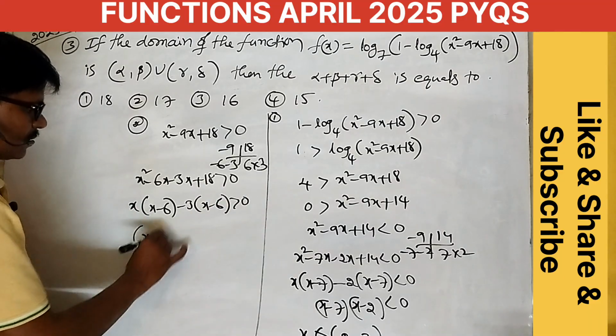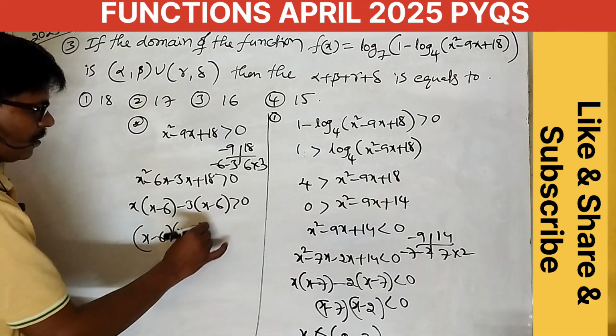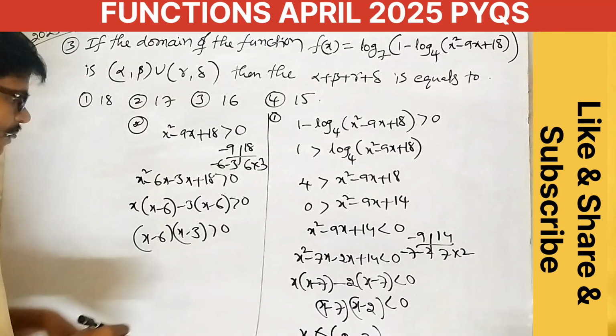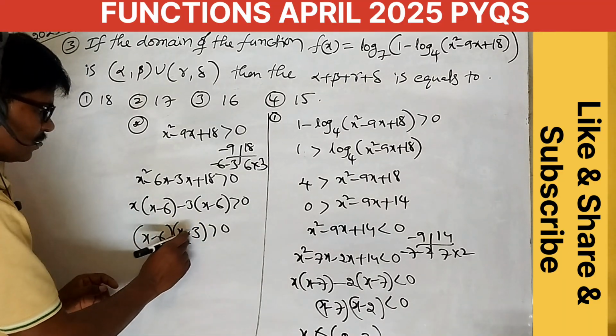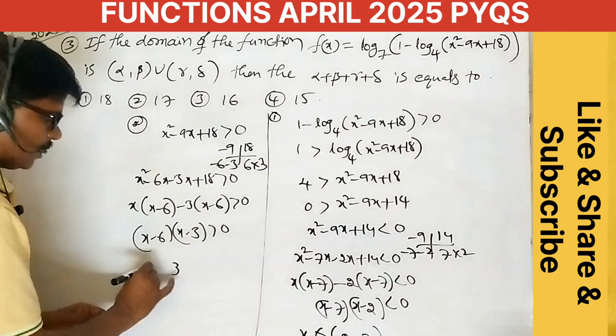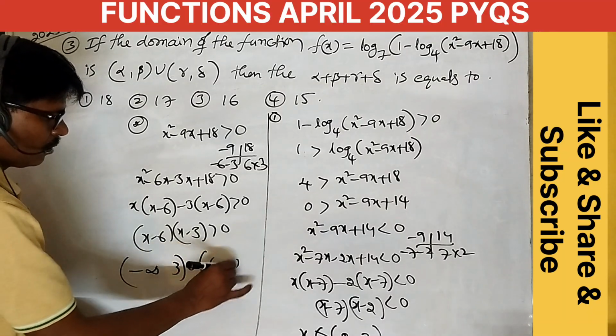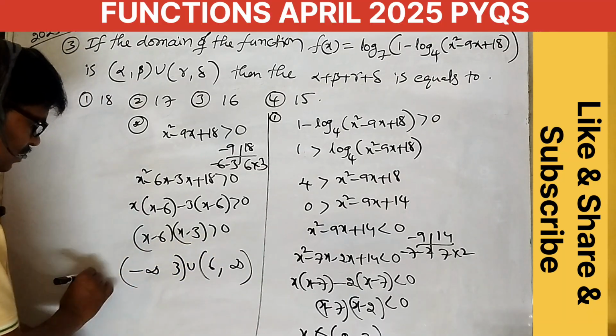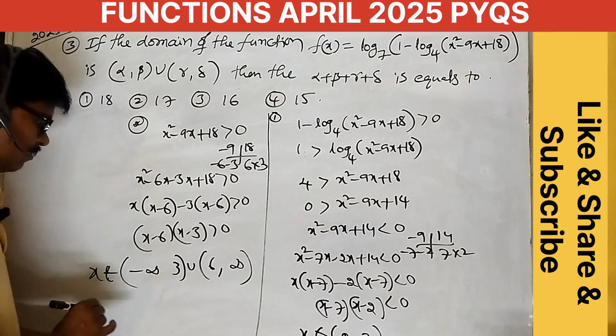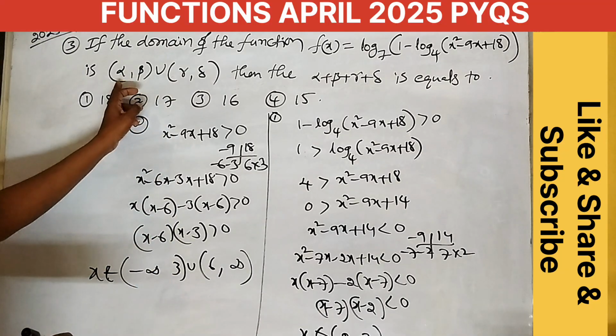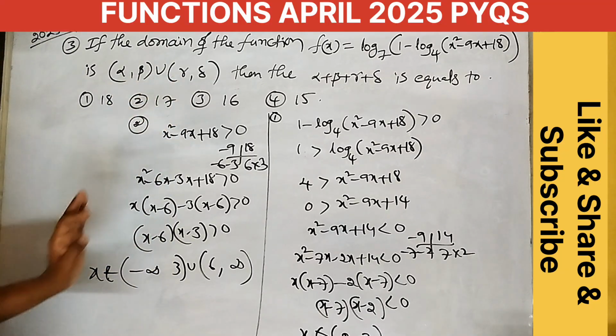Here, x minus 6 into x minus 3 greater than 0. X minus 3 greater than 0. Okay, the greater than means this is the 3, this is 6. So 3 to minus infinity open interval union 6 to plus infinity open interval. This is the x belongs to value. Okay, what is the value of this one? Alpha, beta, union, beta, gamma, delta.